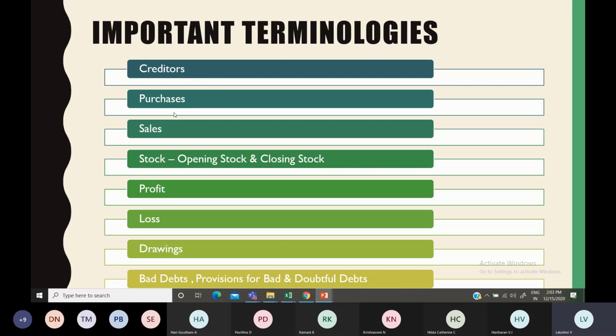Next, moving on to the purchases. Purchases means if I am going to buy a machinery or furniture, then there I won't take it as a purchase. Okay.